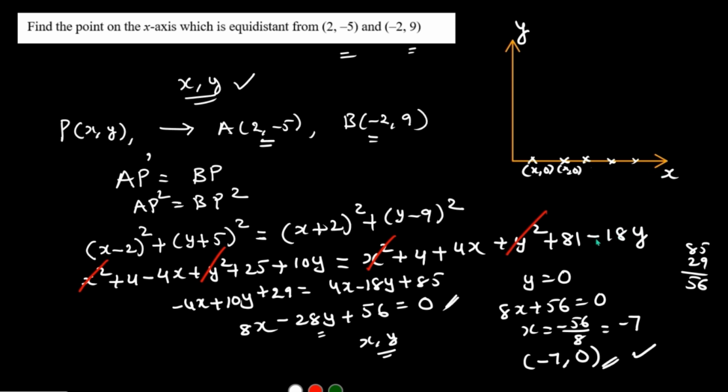Initially, instead of solving like this, you can also solve it directly. You can take the point itself as (x, 0), since y is given as 0. Directly you can find the distance between this point and point A, and between this point and point B, and find the x value directly. That x value you get as -7. So y is anyhow 0. You can find it that way also.